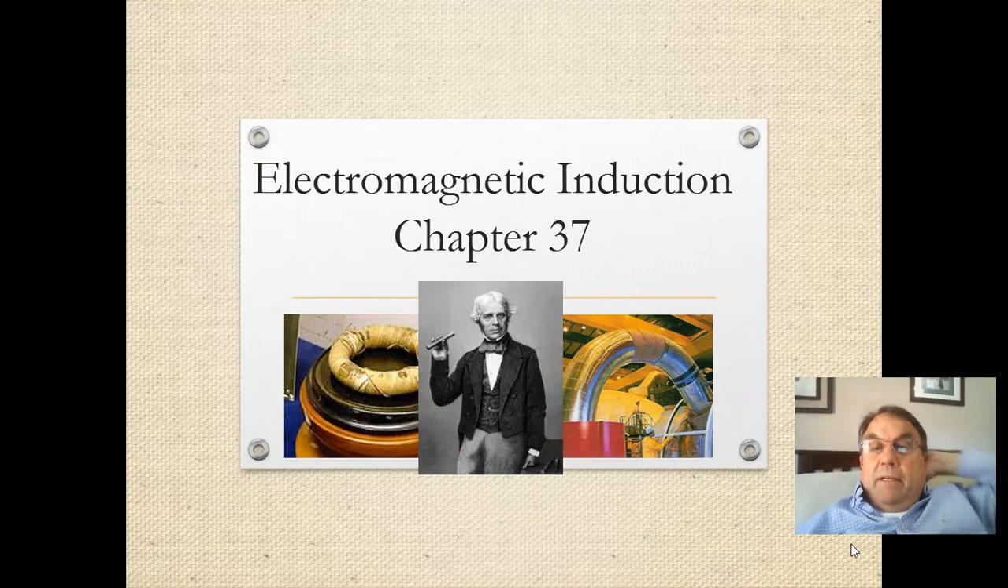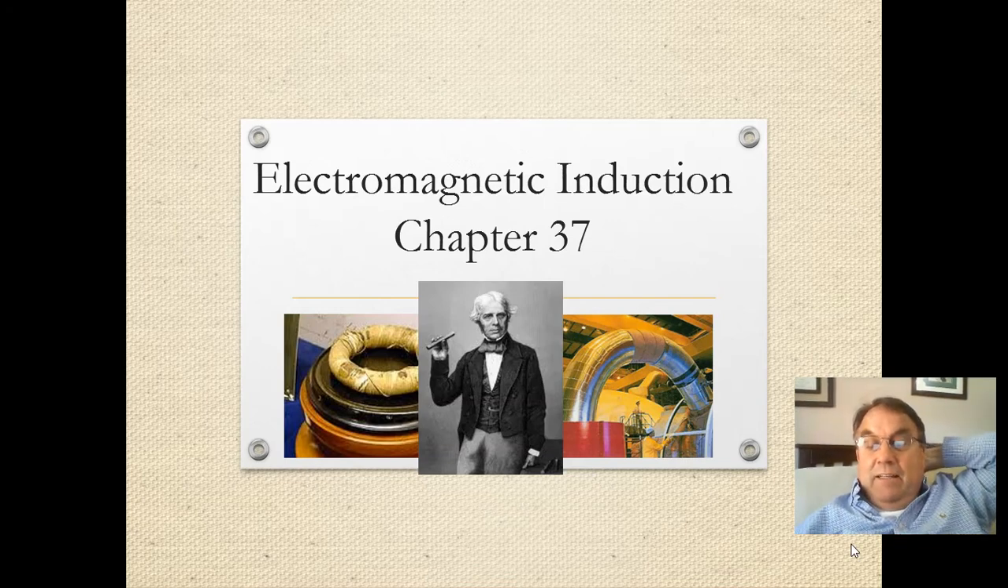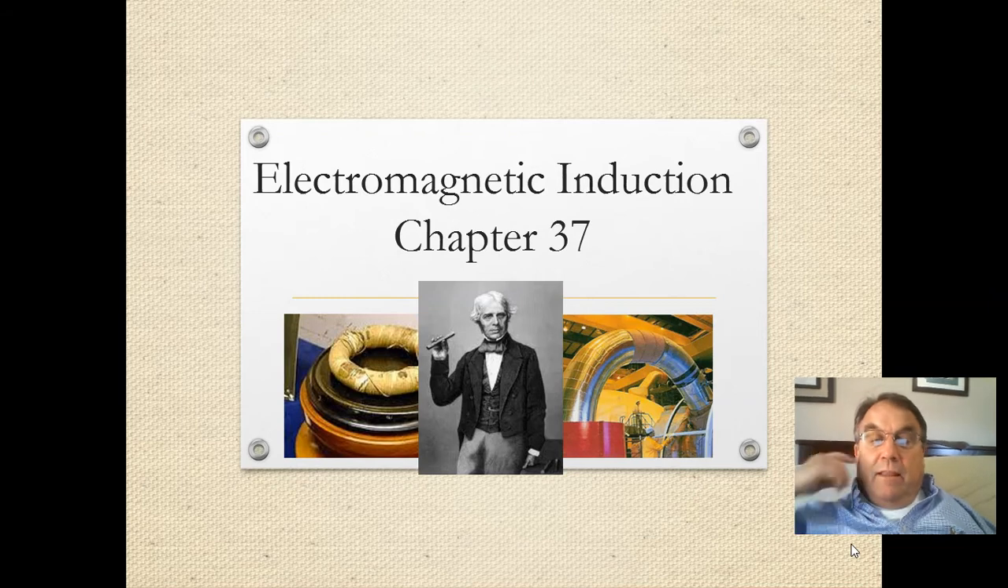All right, today's topic is electromagnetic induction. We kind of saw a little bit of this at the third part of the messing with magnets lab. This is the discovery that kind of ushered in the modern world with electrical appliances and electric motors and generators.